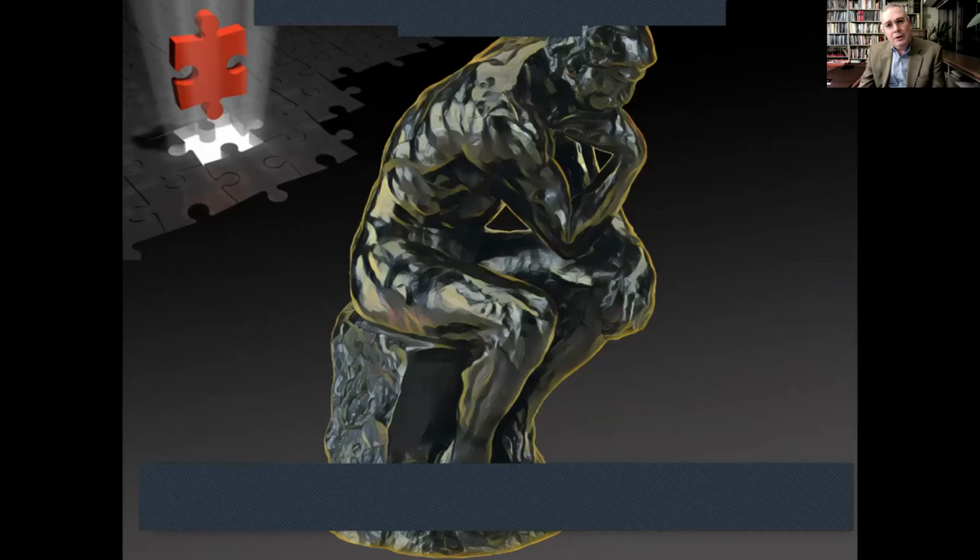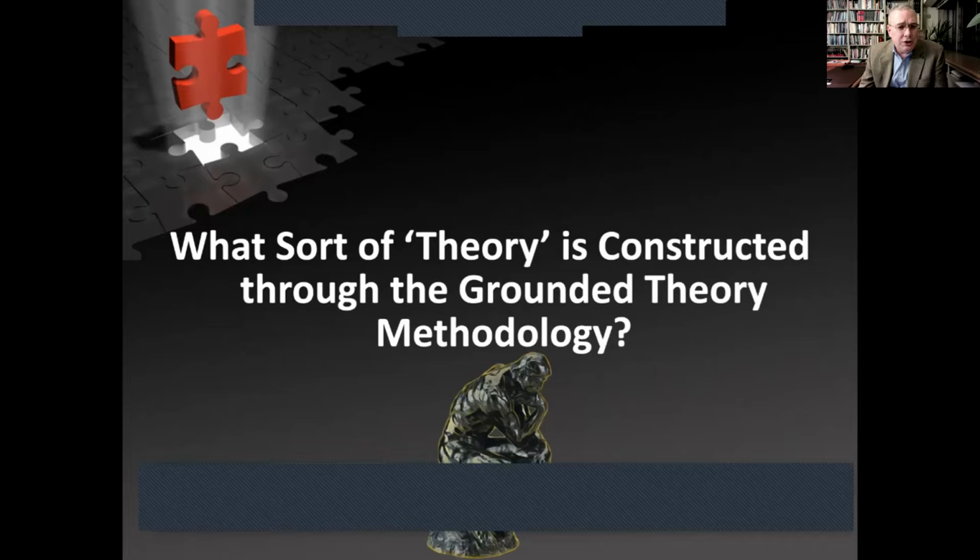Okay, so another question that needs to go into this is some philosophical questions that go behind the notion of grounded theory. And one of these philosophical questions is, what sort of theory is constructed through the grounded theory methodology? Because if you just say theory, if you go through your philosophy of science textbooks, there are a lot of different ways that the notion of theory can be constructed and still be considered scientific theories.